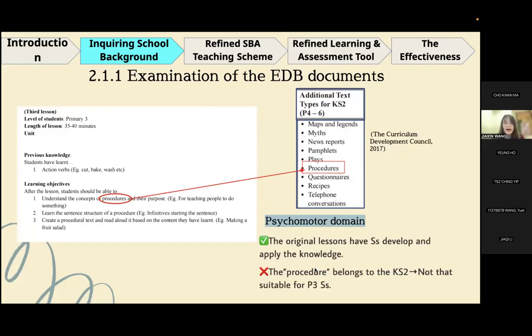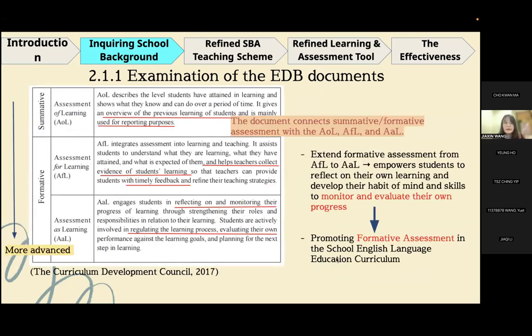Next, please. As for the psychomotor domain, we find that it has students develop and apply the knowledge, but the test type procedures belong to key stage 2, so it's not that suitable for P3 students. Next, please. And finally, as for the assessment, the document connects summative and formative assessment with AOL, AFL, and AAL, and it promotes formative assessment in the school English language education curriculum. So next, I pass the time to Cindy.